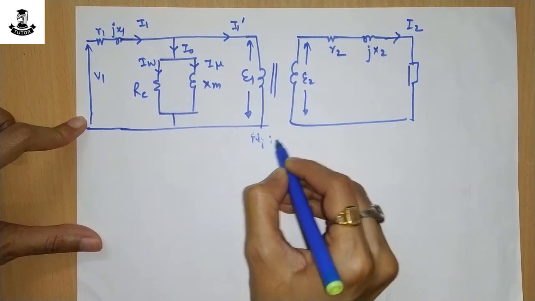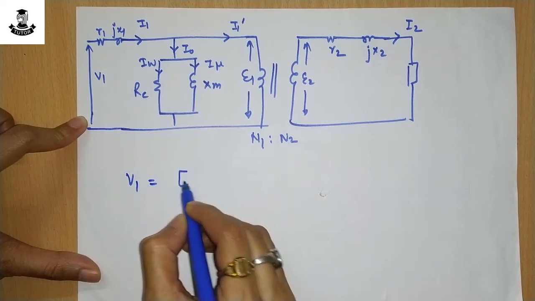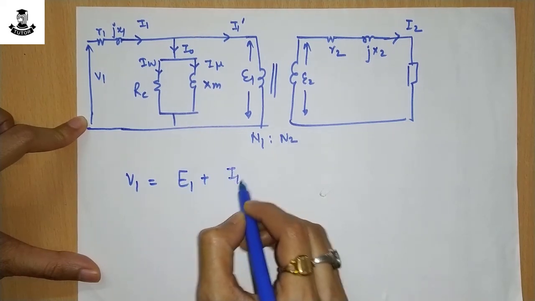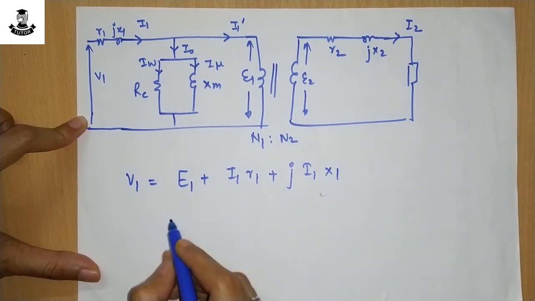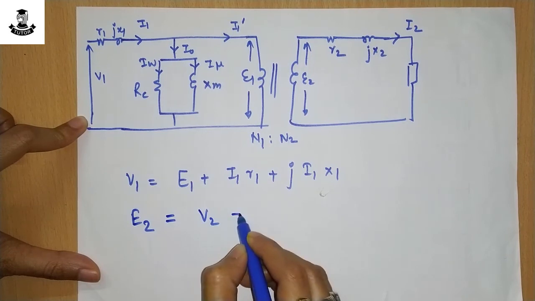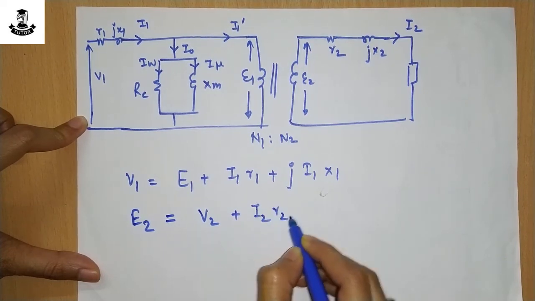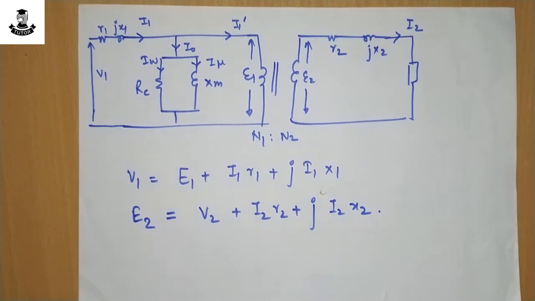Turns ratio N1:N2. From primary we can write V1 is equal to E1 plus I1 R1 plus j I1 X1, and from secondary we can write E2 is equal to V2 plus I2 R2 plus j I2 X2. Now in the next lecture we will see the approximations to simplify this equivalent circuit.